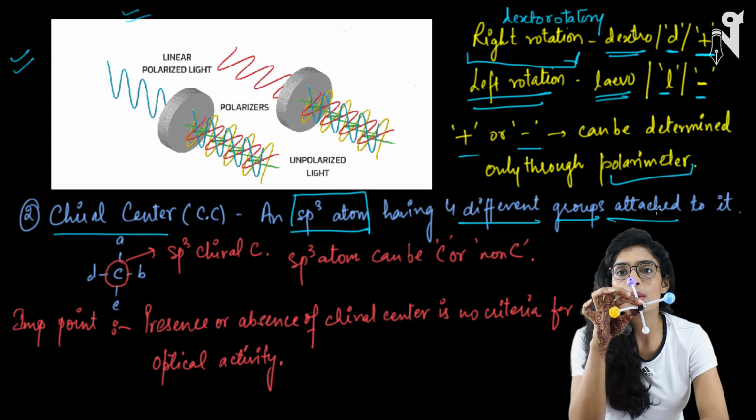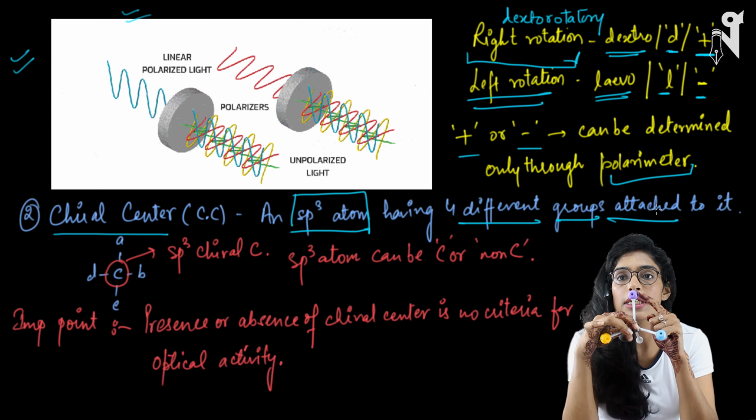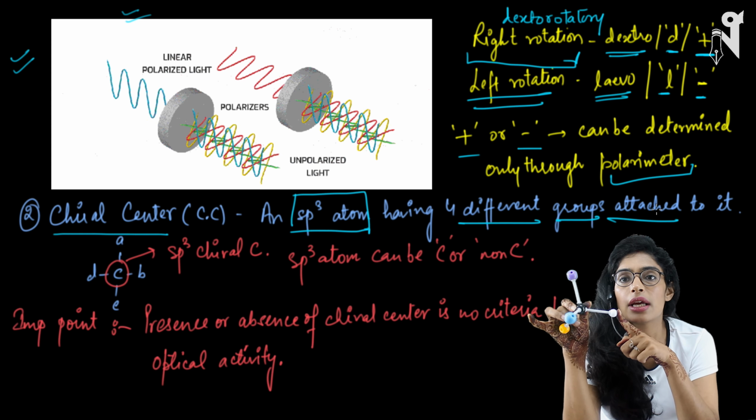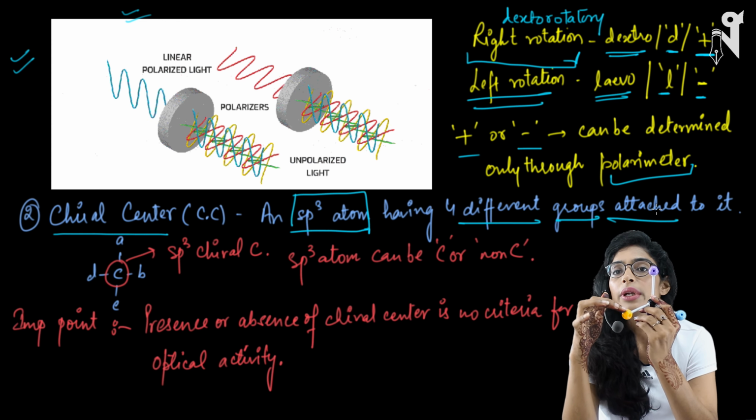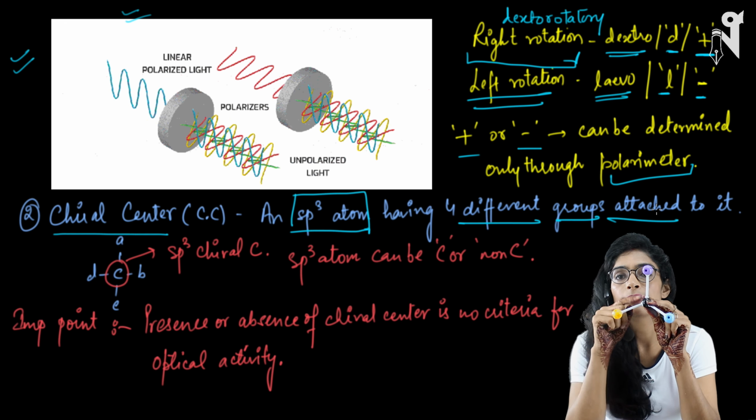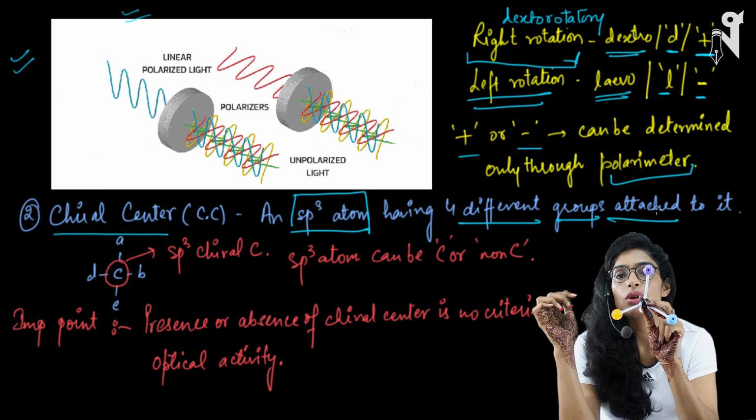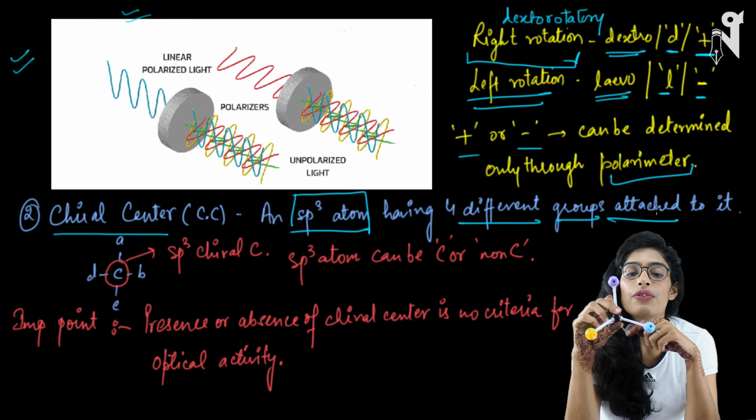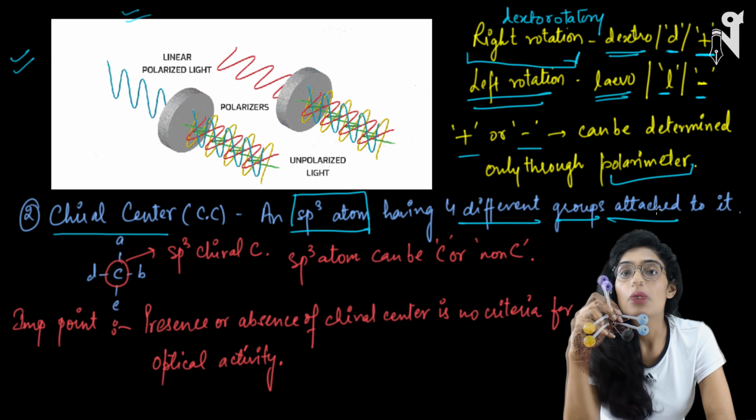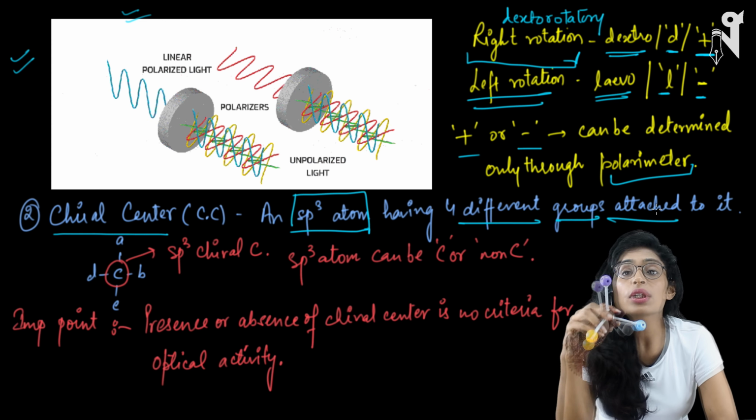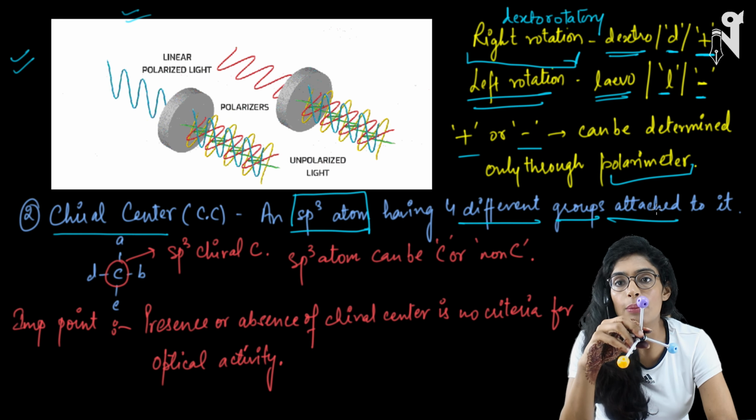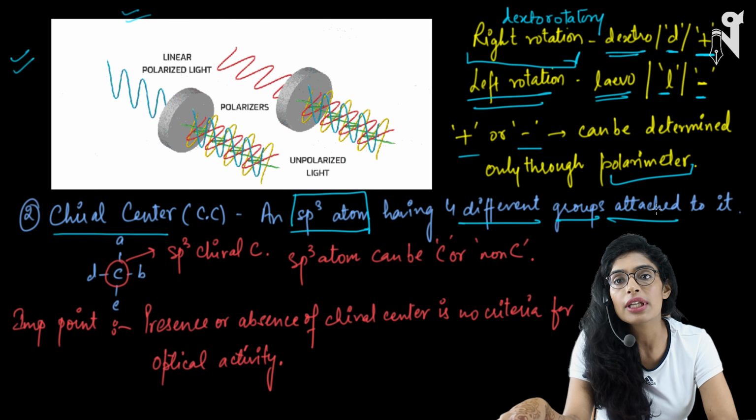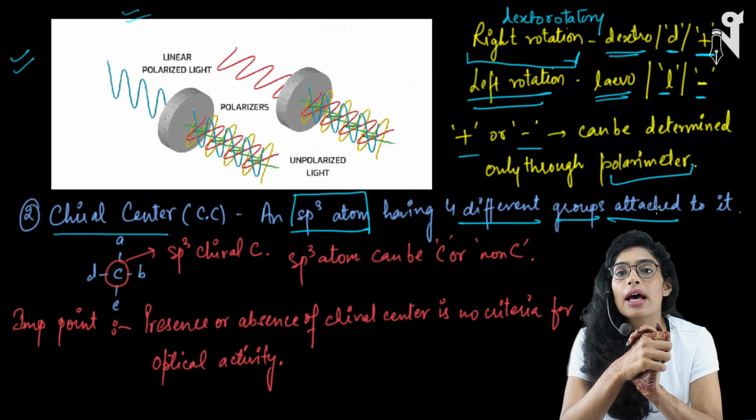For example, look at this molecule. Assume this is hydrogen, this is CH3, this is let's say chlorine, and assume this is bromine. So there are four different attachments over here, and you can see it through the color difference also. So any atom which is sp3 and has four different attachments or four different groups attached to it will be called a chiral center. Though chiral center is a term majorly used for carbons, that doesn't mean it works only for carbon. The atom should be sp3 and the attachments should be different. That is the main criteria to be called a chiral center.